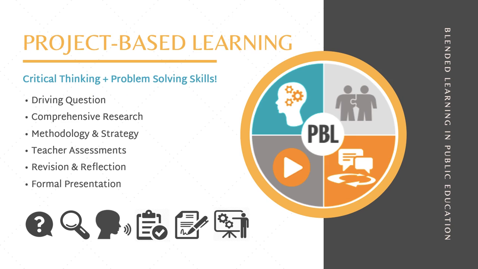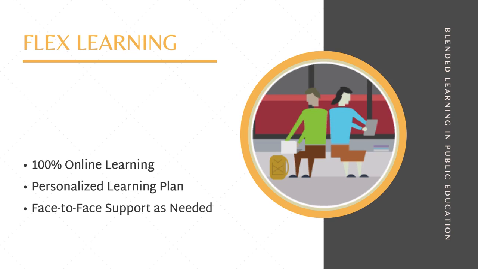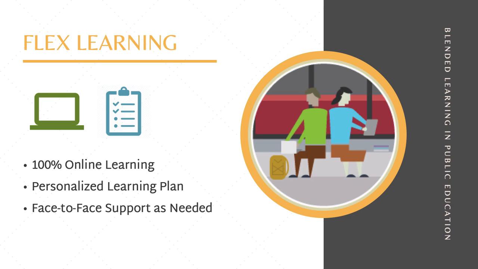The last type of blended learning instruction is the flex learning model. This form of instruction is done 100% online. Each student follows a personalized learning plan, while a teacher of record is available for one-on-one support if needed. The flex model of learning is done in a traditional brick-and-mortar school in a computer lab environment. Today, in public schools, the majority of credit recovery lessons are done via the flex learning model of instruction.